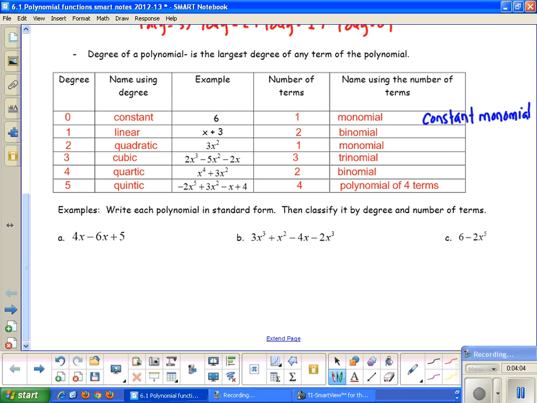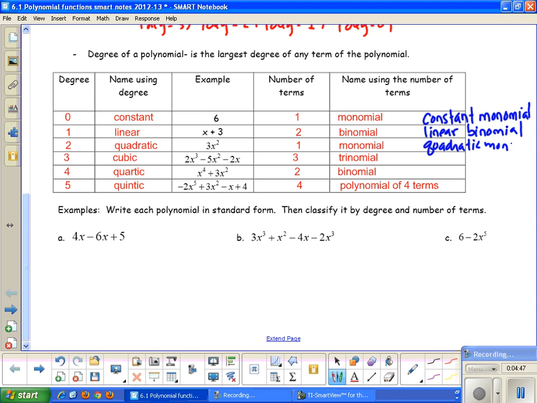For the next one, you notice that it's in standard form, and our x to the first power means the degree is 1. If the degree is 1, the name is linear. And there are 2 terms, so it's a binomial. So this is called a linear binomial. For the next one, notice that we have 3x squared, which is x to the second power, so the degree is 2, since there are no other terms. Degree 2 is quadratic, as we now know, and there is 1 term, so it's a monomial. This would be called a quadratic monomial.